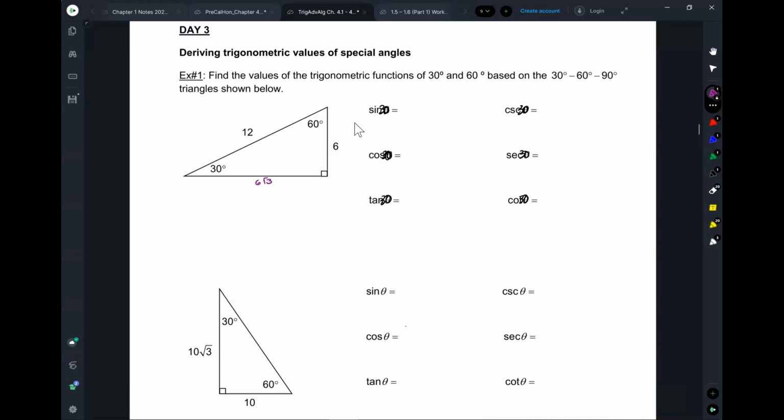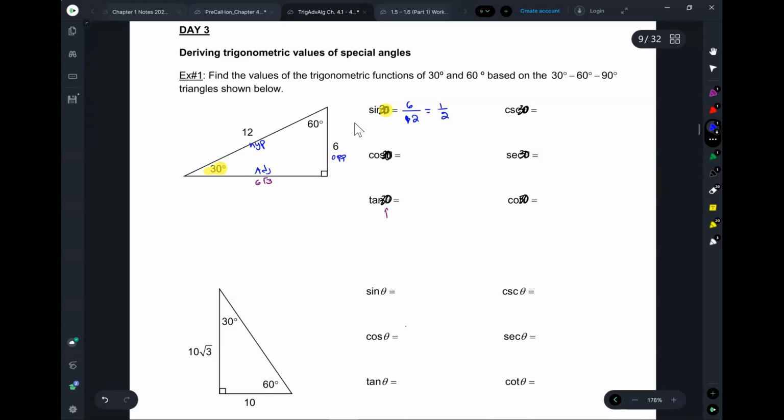And here I modified these. We have to find sine of 30, cosine of 30, tangent of 30. So since it's the 30-degree angle that we're dealing with, I highlight the 30-degree angle there, and I label these sides opposite, adjacent, and hypotenuse.